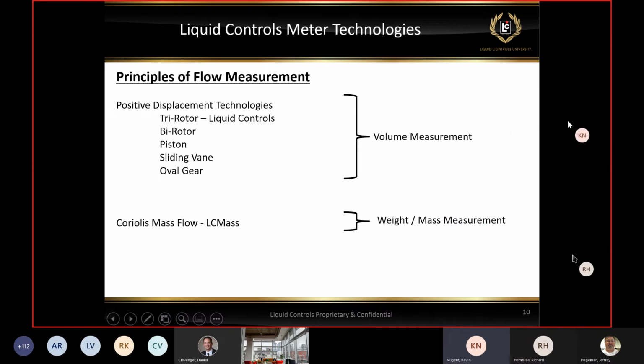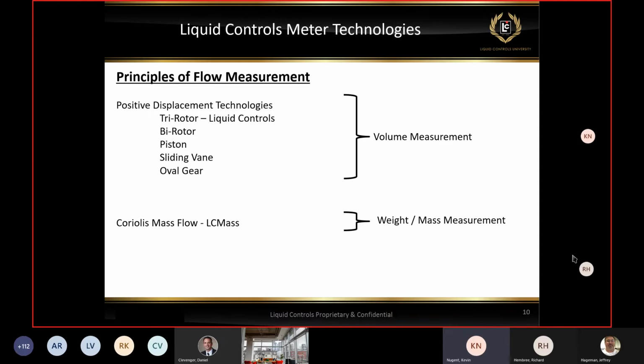This, again, is going to be a high level of communication with this presentation. Within the flow principles that we offer, the positive displacement technology is volume measurement. And we offer a tri-rotor design. Other measuring principles that fall in the category of positive displacement technologies could be a birotor, a piston, sliding vane, and oval gears. And in the next presentation, we'll look at those a little bit deeper.